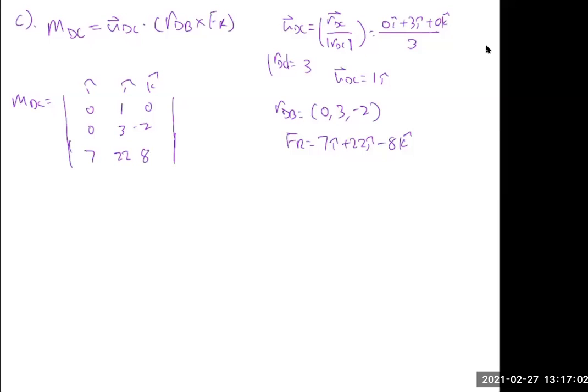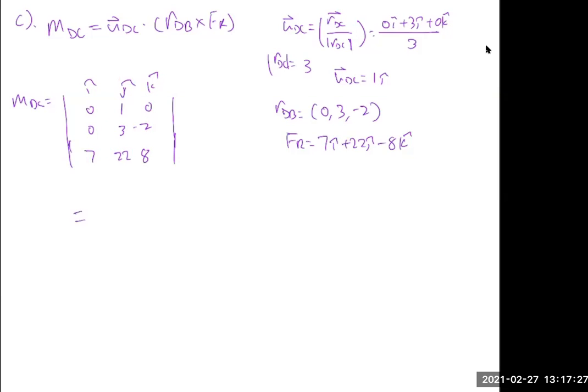Okay, and I'm not gonna do the calculation for I or K because their coefficient in front of them is 0. So even though you calculate what R cross F is, you're going to be multiplying by 0. So it's going to be 0. Okay, so I'm just gonna do it for J.